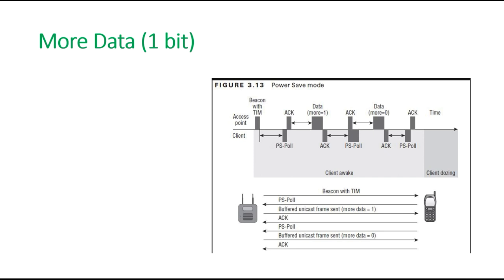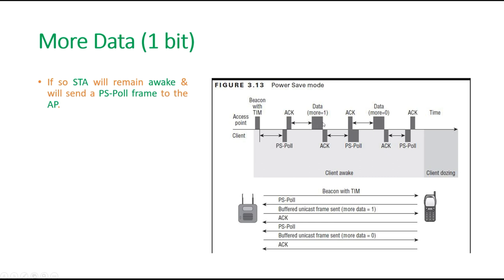So this is what happens with the more data bit. Here you can see a station remains awake and sends the PS-Poll frame to the AP. Here I am going to explain this: this is the access point and this is the client. This is a beacon received by the client, and the client looks into the TIM bit of the beacon. The client is now in the awake state. If the TIM bit is set for that particular client, it sends a PS-Poll frame to the AP, saying, whatever data is buffered for me, please send it to me. And the AP will acknowledge.